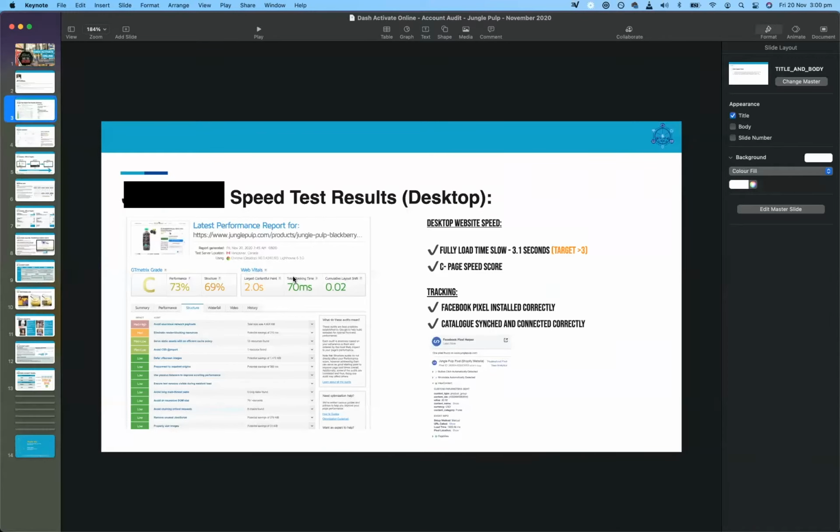All right. First things first, site looks good. It is coming up as a C page speed score on GTmetrix, but it loads pretty quick, so that side of things is good. Pixels looking good, catalog's all connected, so you're tracking all of that as well.